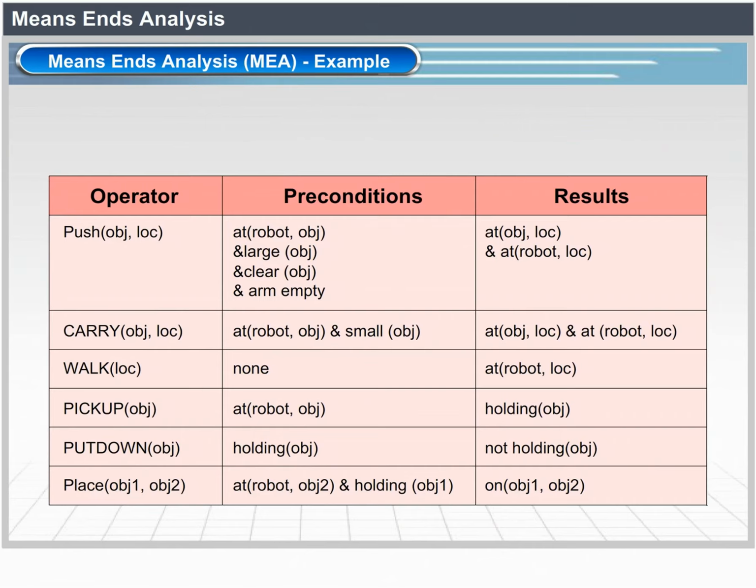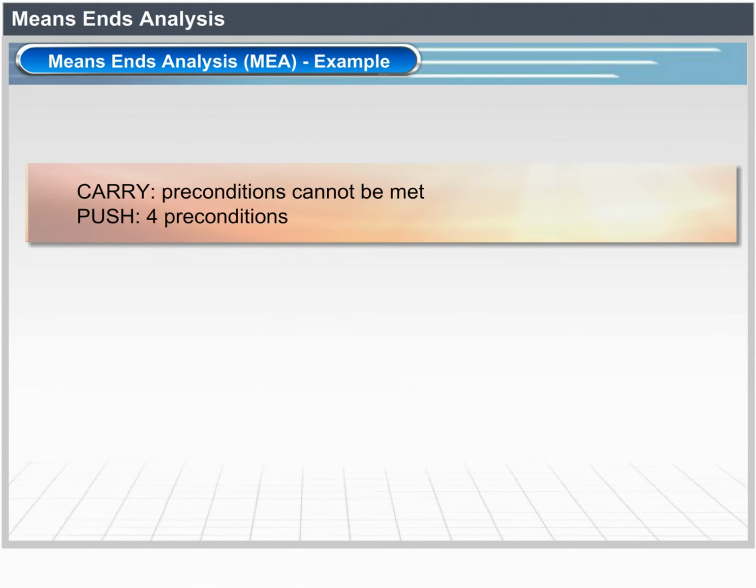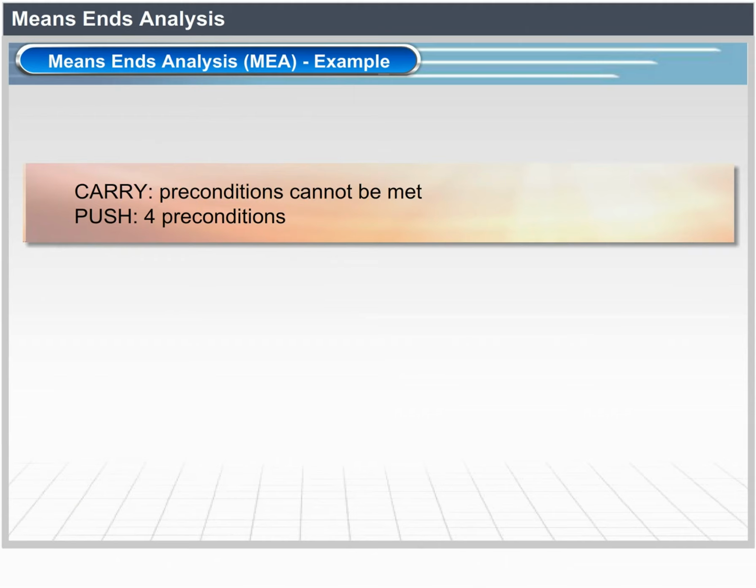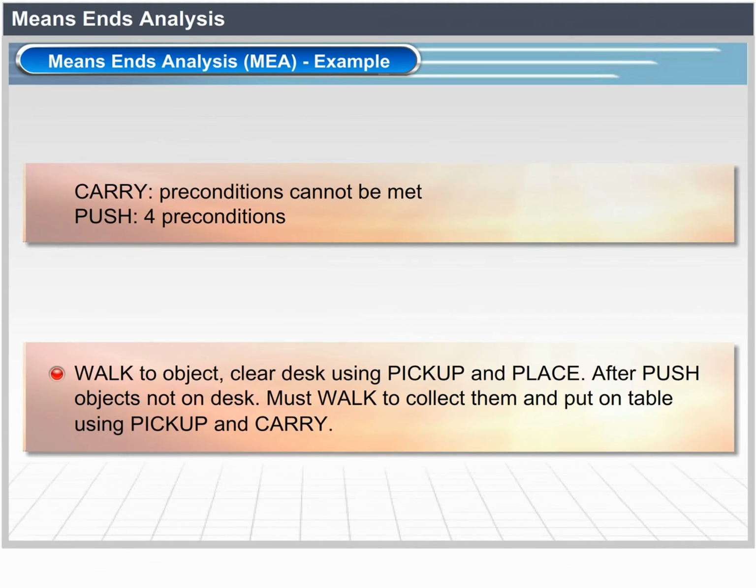Carry. Preconditions cannot be met. Push. Four preconditions. Walk to the object. Clear the desk using pick up and place. After the push, the objects are not on the desk, so the robot must walk to collect them and put them on the table using pick up and carry.